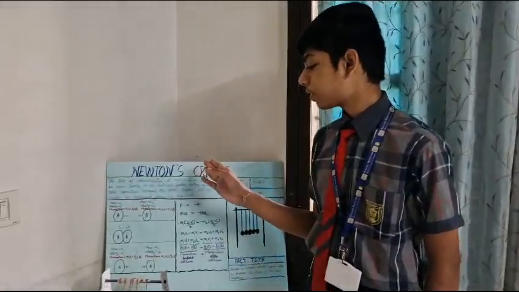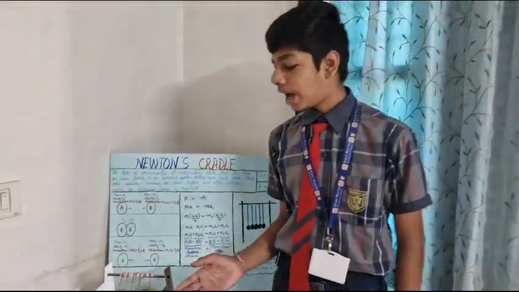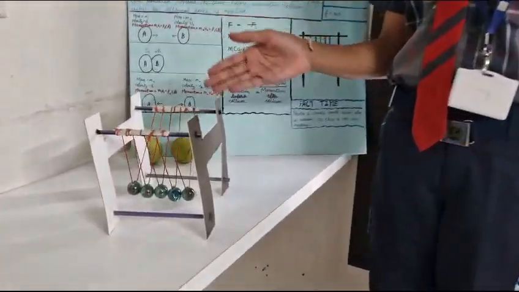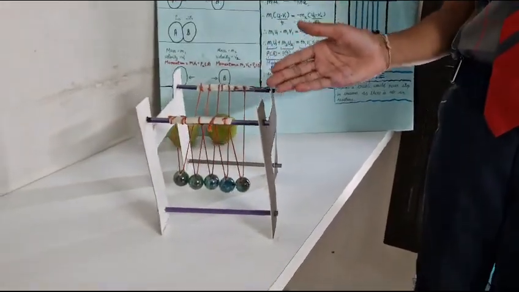Hello, my name is Aarush Patel-Raman from grade 7 and today my topic is Newton's Cradle. This is how it looks and I have used pencil, cardboard, thread and marble to prepare it.